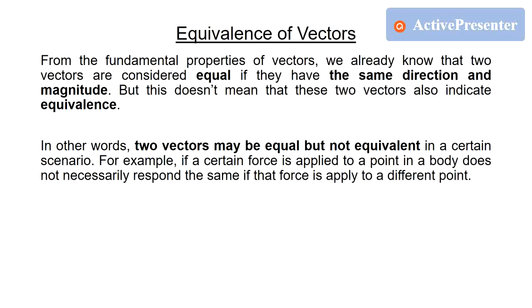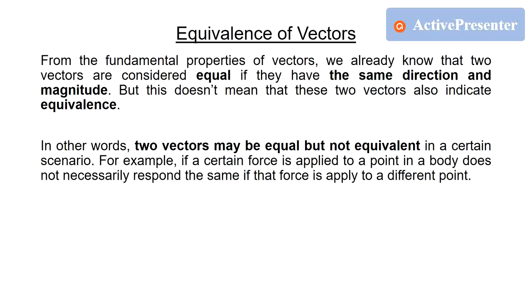So let's start first with equivalence of vectors. From the fundamental properties of vectors, we can say that two vectors are equal if they have the same direction and magnitude. Because as we all know from our previous lecture, we defined vectors as a quantity that possesses both direction and magnitude. So if there are two vectors with the same direction and magnitude, these two vectors are considered equal. But in statics, the word equal is not the same as equivalence.